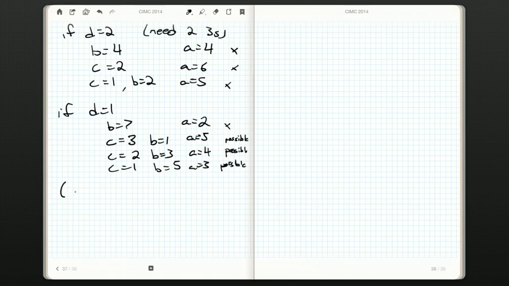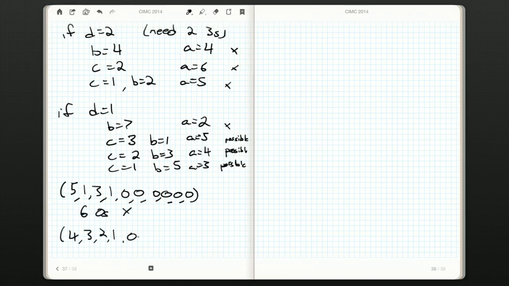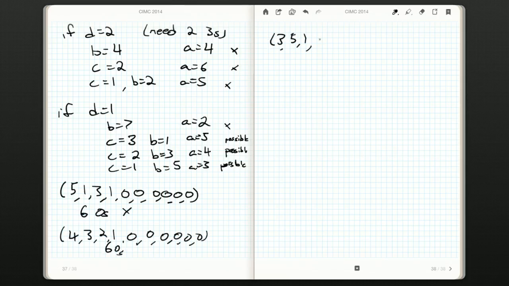So let's take a look at them. 5, 1, 3, 1, E, F, G, H, I, J. 6 zeros doesn't work. Okay, what's another one? 4, 3, 2, 1. I don't think this will work. Also, we've got 6 zeros. The last case for D, 5, 1, 1.